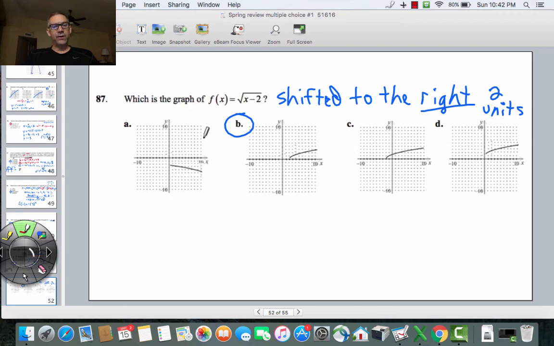Okay, this graph would have been right at the origin, and it kind of normally just goes like this. But it's shifted to the right 2 units. So remember, if it's kind of in the radical like that, it's going to be an x coordinate, so it's going to go left or right. And remember, it's sort of counterintuitive. If it's x minus, it goes to the right. And if it's x plus, it goes to the left. So that answer is B.